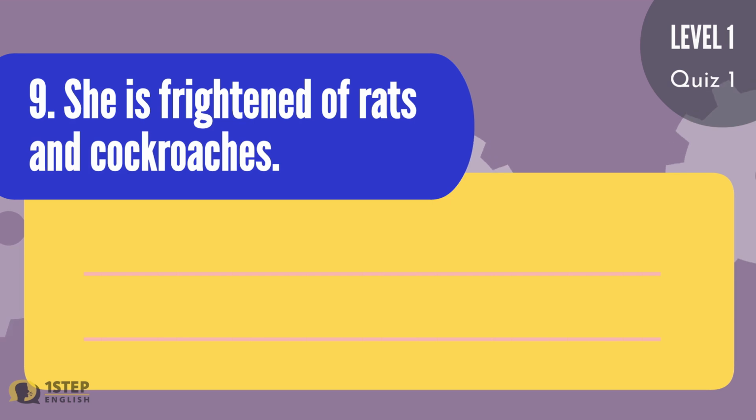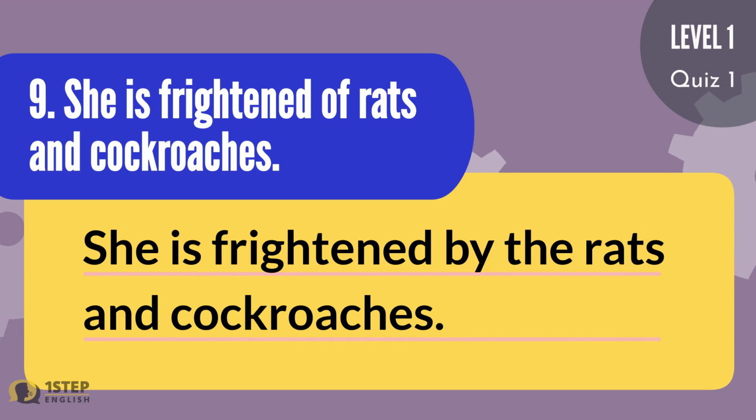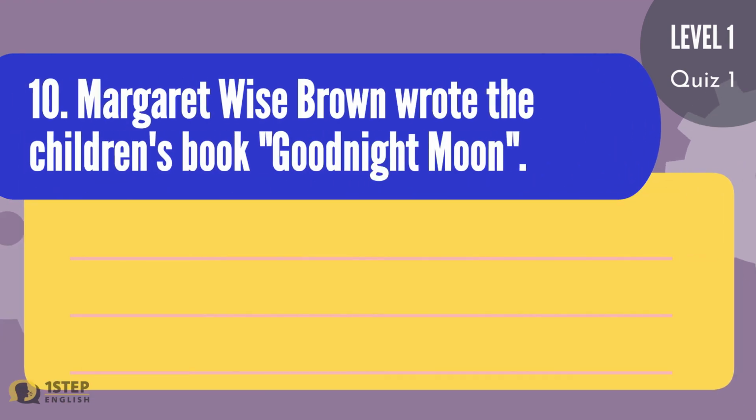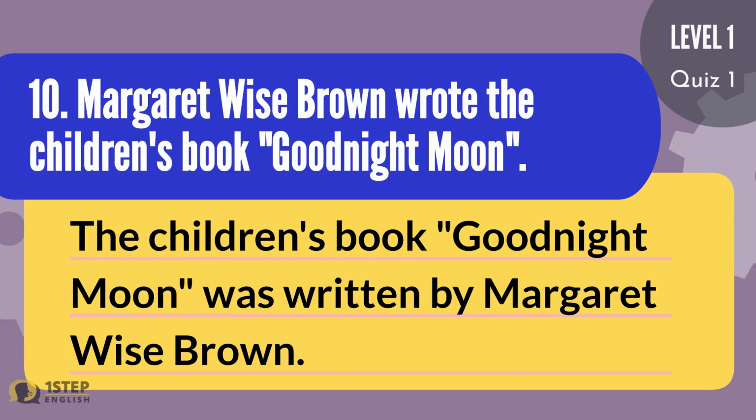Number 9. She's frightened of rats and cockroaches. The answer is, she is frightened by the rats and cockroaches. Number 10. Margaret Wise Brown wrote the children's book Goodnight Moon. The answer is, the children's book Goodnight Moon was written by Margaret Wise Brown.